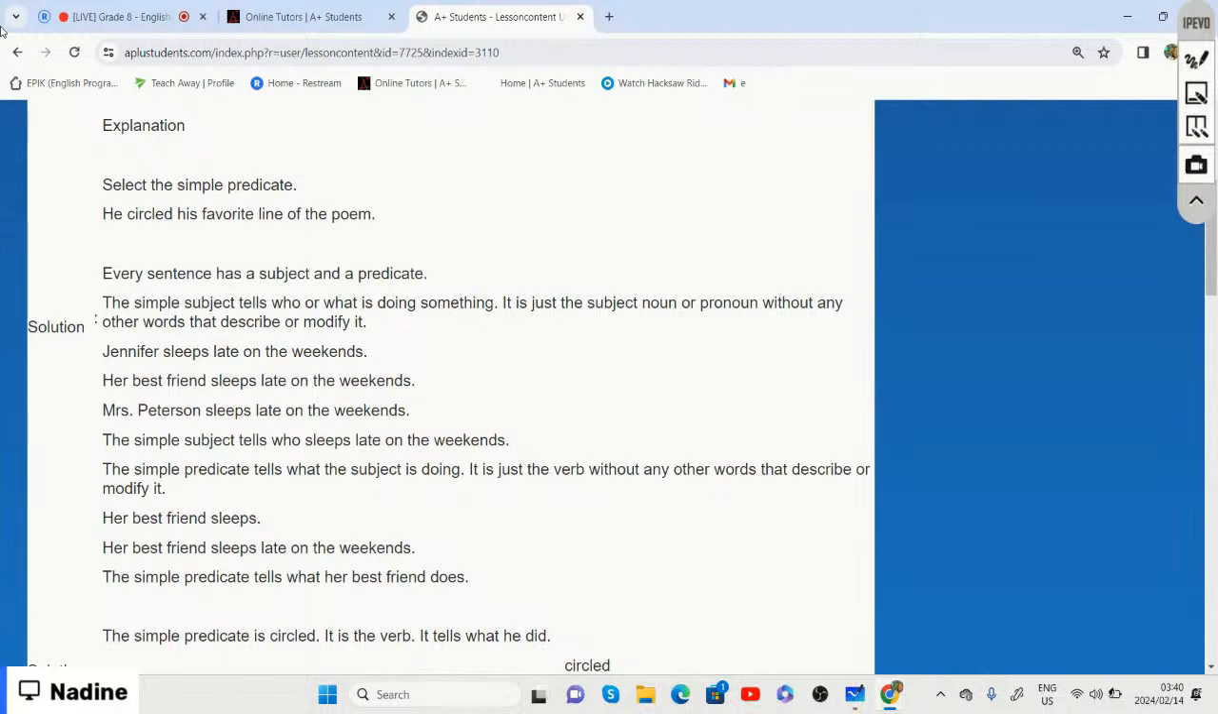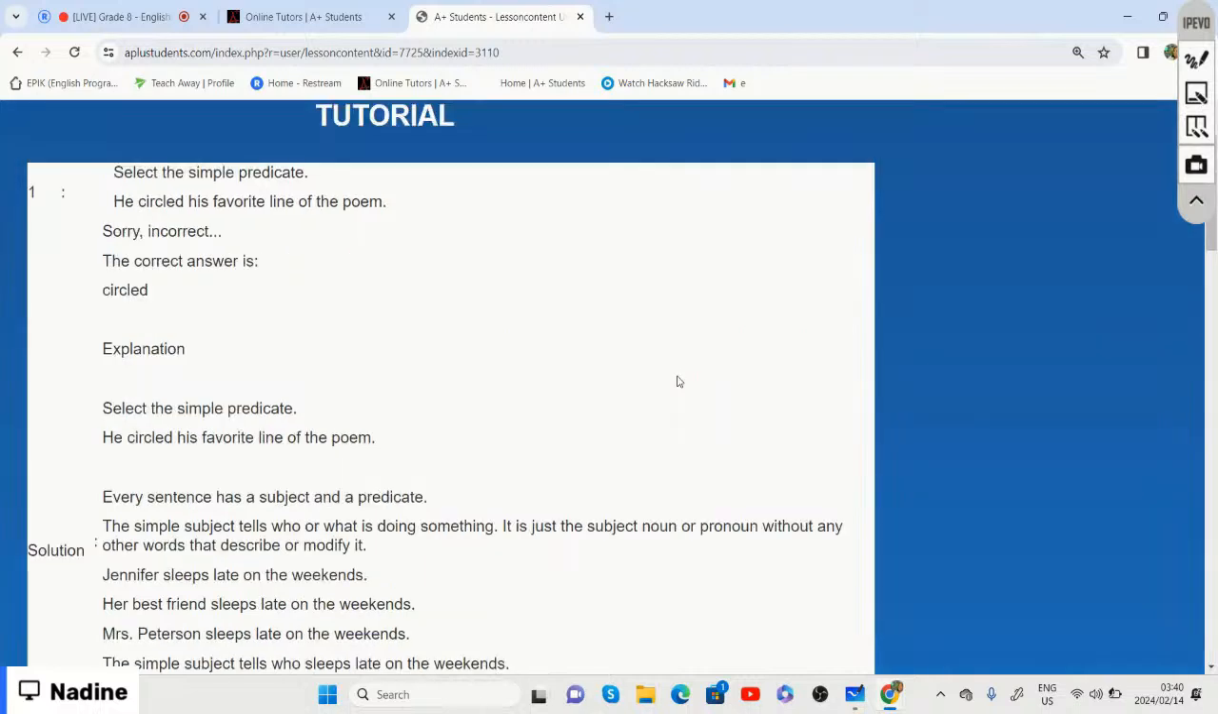For example, her best friend sleeps, which means that sleeps is our verb or our predicate. Or, her best friend sleeps late on a weekend. So sleeps is our simple predicate. But if we had to use a complete predicate, it would have been sleeps late on a weekend. All right, now let's do our test.